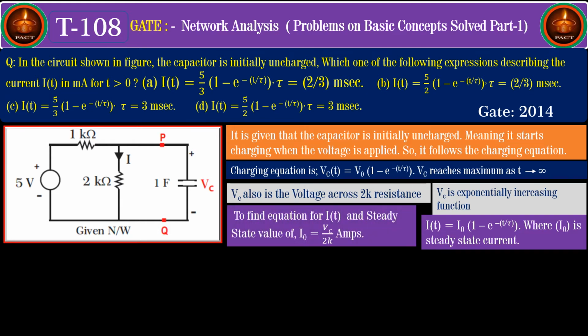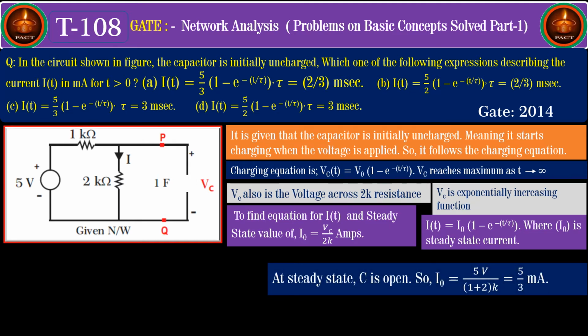The current I naught is equal to Vc divided by 2K under steady state. Under steady state, that is when t is equal to infinity, the capacitor behaves as an open circuit, and hence we shall open the capacitor. Now you see that I naught is equal to 5 volts divided by 1 plus 2 equal to 3K, and hence I naught is equal to 5 divided by 3 milliamperes. Once you find I naught, if you observe the options given, option B and option D can easily be eliminated because the magnitude of the current is different there. Now what is left out?